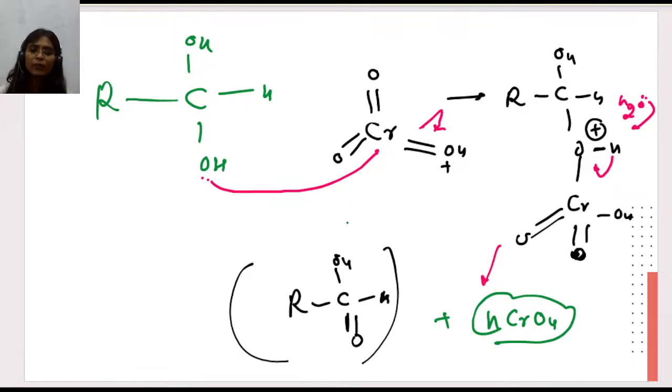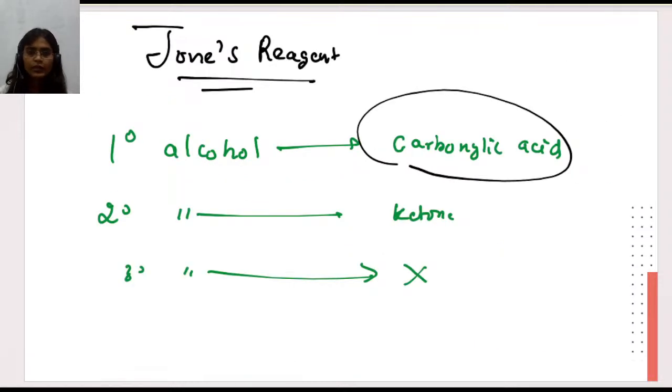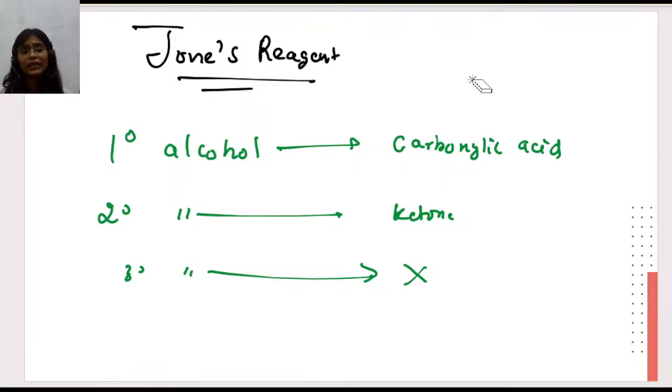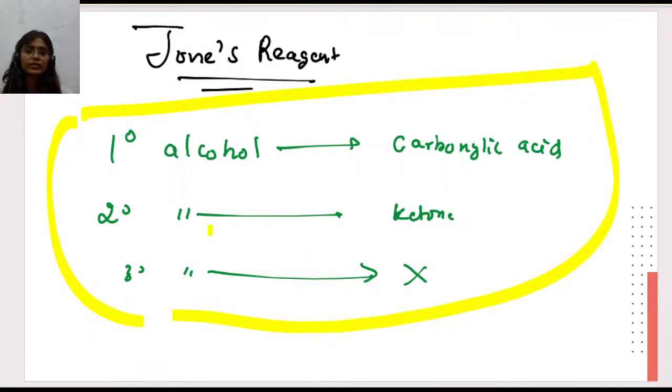So do we have to remember the mechanism? It's not important from the JEE point of view. What is the only important point here? That the reaction is going to stop at the carboxylic acid only. And for ketone, we follow the same mechanism. So just be noted, you have to remember this part only. How the reaction is actually going on, I guess this is clear for you. It's a Jones reagent.